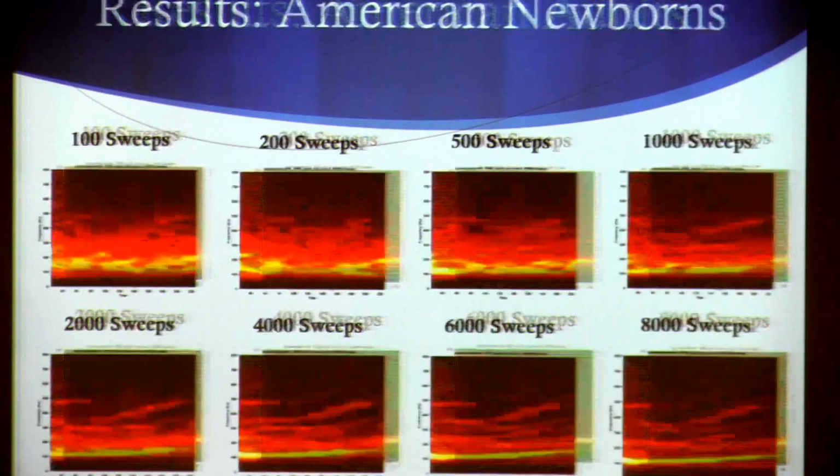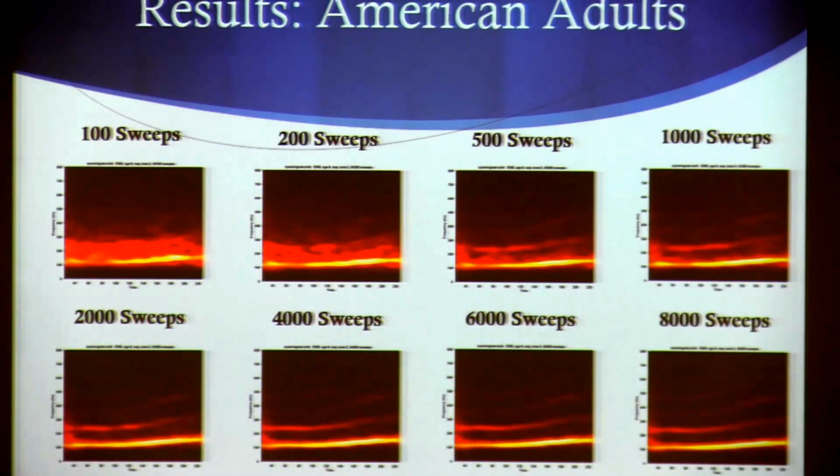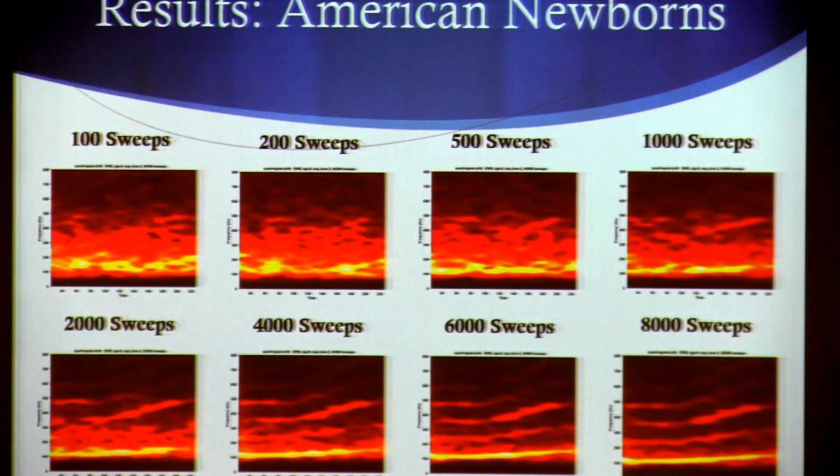And if I switch back to the newborns quickly, another look, and then go to the adults, you can notice that the adult spectrograms are a little bit cleaner, or what we call less noisy. So the presence of a response in the adults is prominent even at 100 sweeps. Whereas with the newborns, it was kind of there, just not as robust until we increased that number of sweeps.